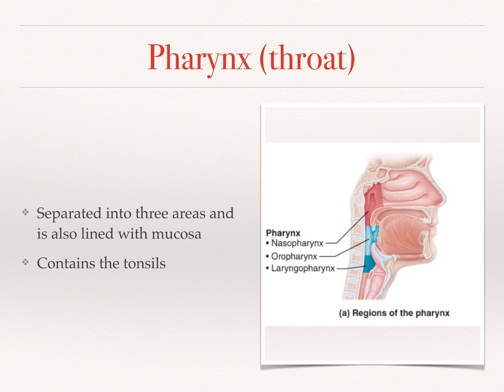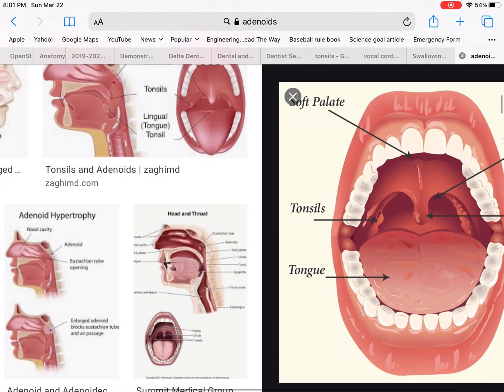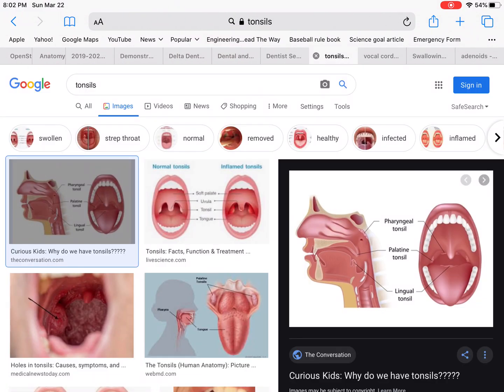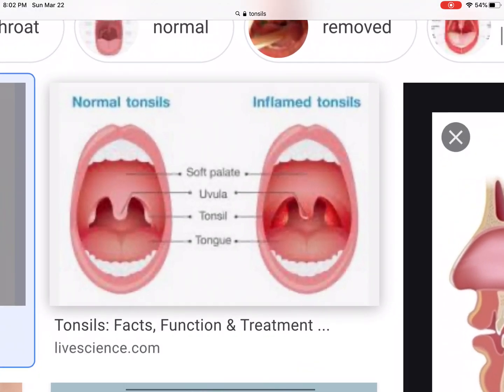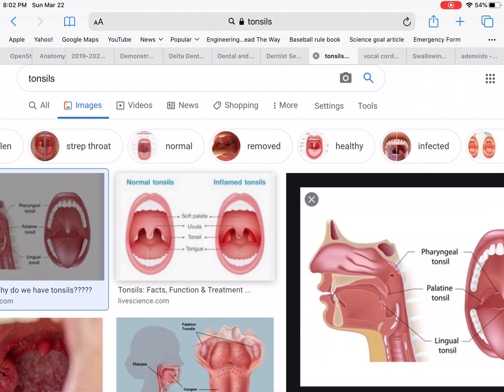The throat also contains the tonsils, and we can look at the tonsils here. Here's a little view where you can see a normal tonsil on the left and the inflamed tonsils on the right. So that's what you'd be looking at if you had inflamed tonsils. Tonsils are part of the lymphatic system. They help fight infections, and they're located in the throat to help fight infections in the throat.